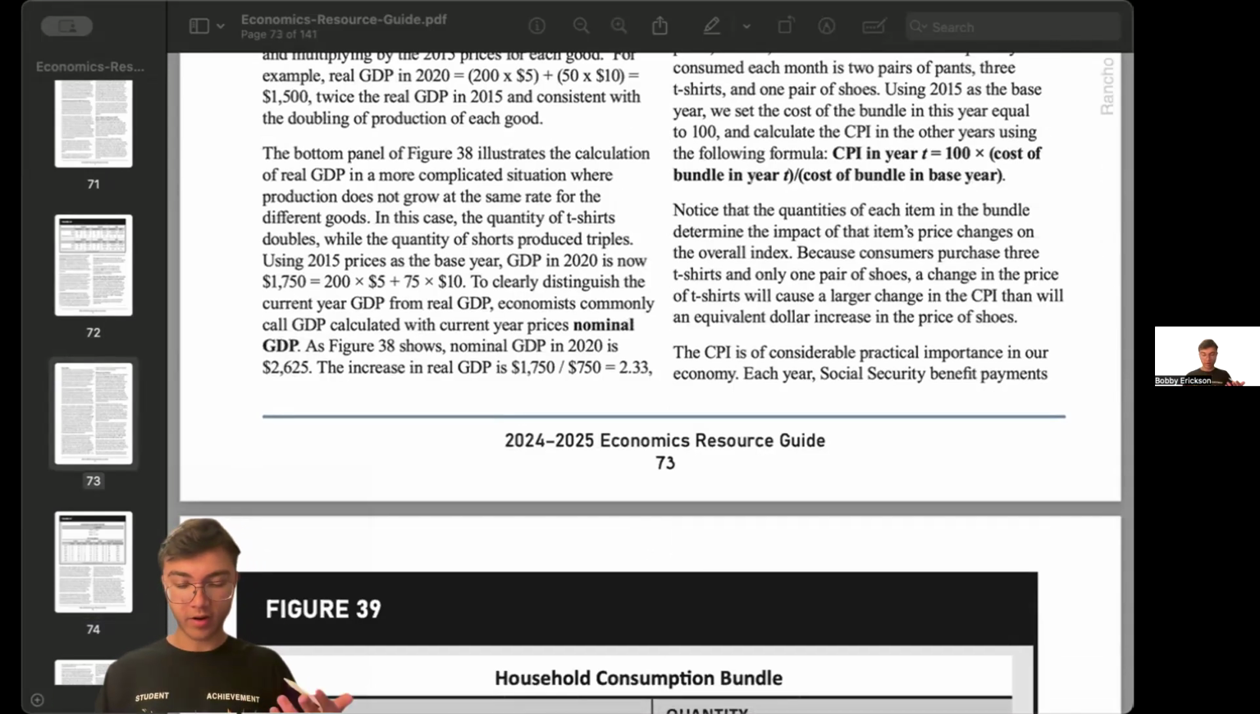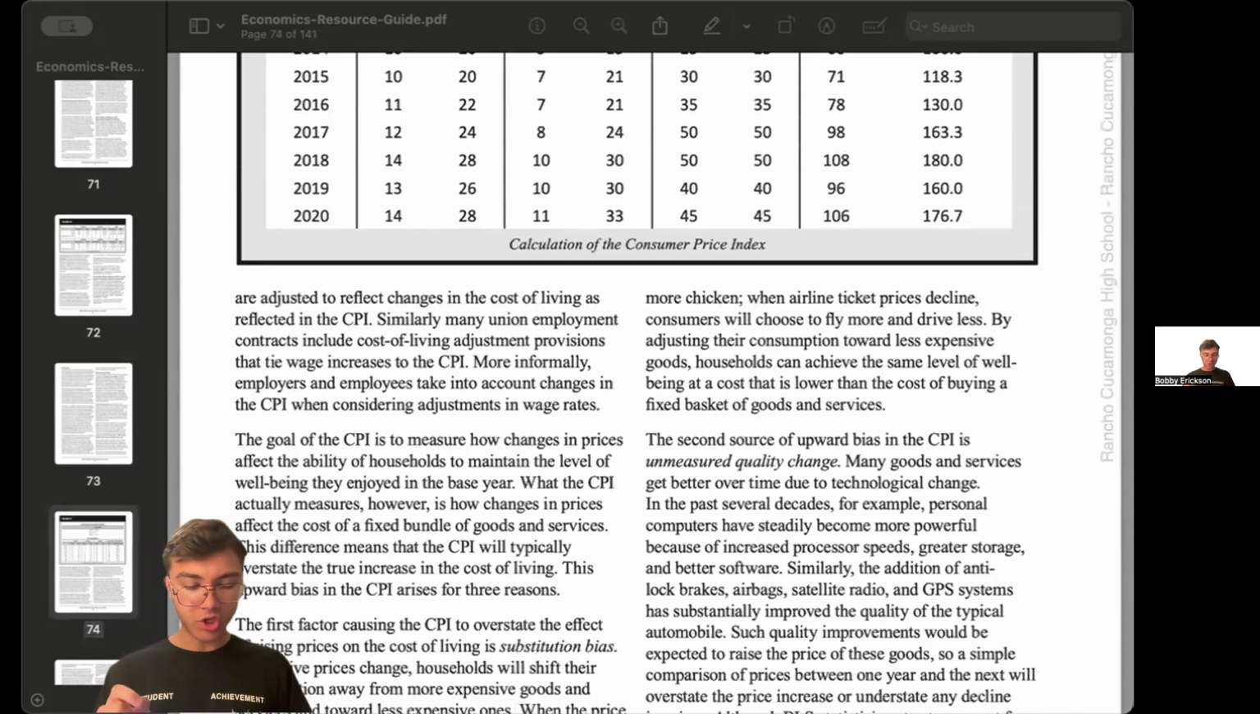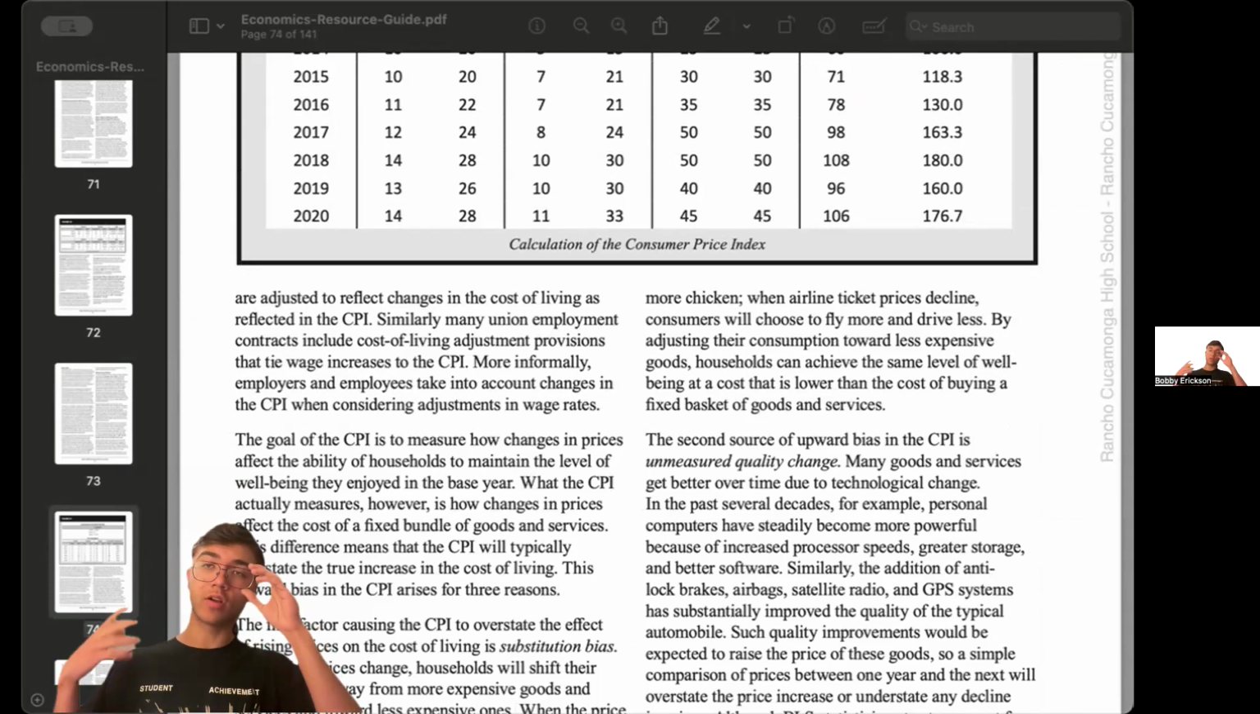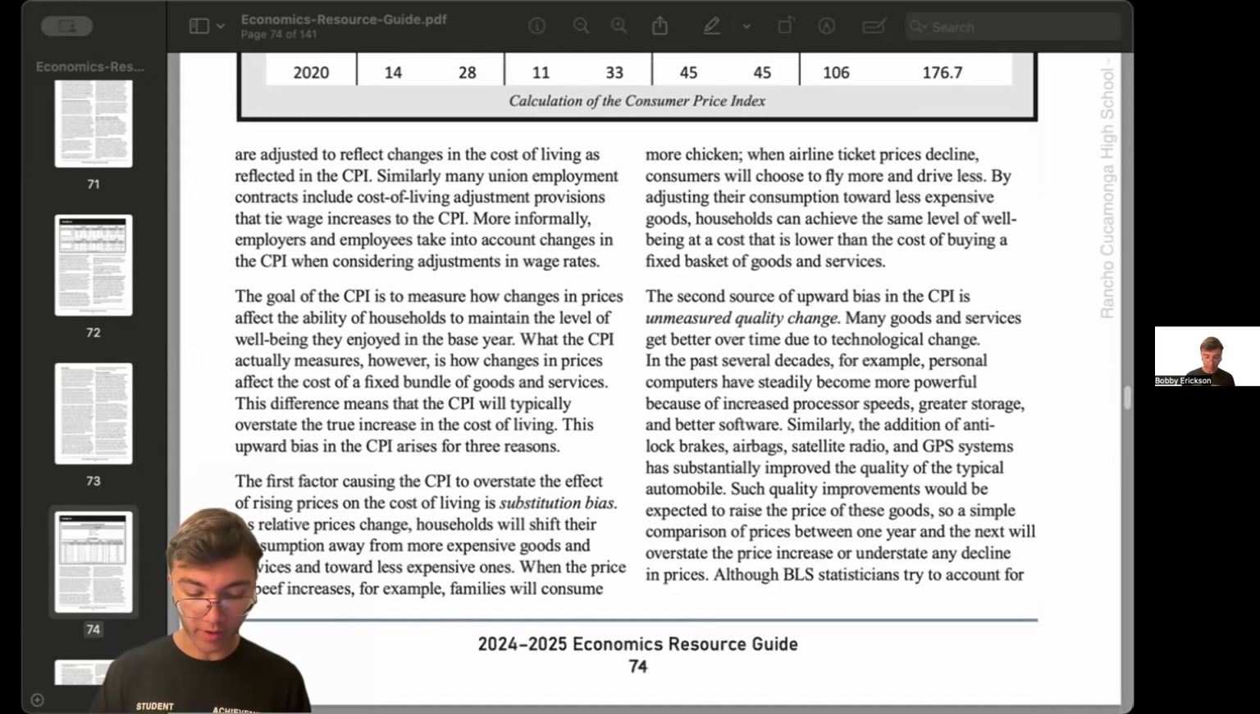And so we can see that CPI is very important for understanding our economy. One example of this is Social Security. Each year, its benefit payments are meant to reflect the changes in the cost of living reflected by CPI specifically. So we can see that CPI shows how much is the cost of living for this bundle of goods that we're assuming the typical consumer will consume. Additionally, union employment contracts use cost of living adjustments that tie wage increases to the CPI overall. And employers and employees take into account the CPI changes when they're adjusting wage rates, because it's showing the cost to live.